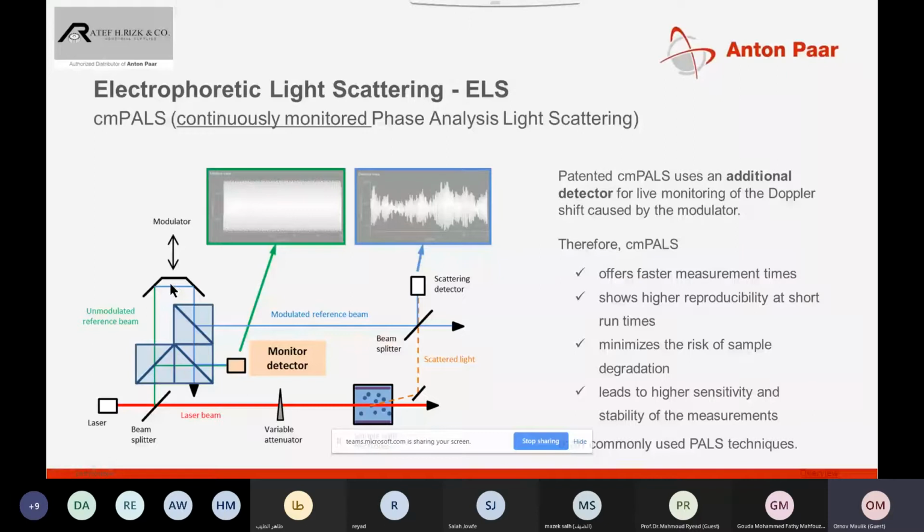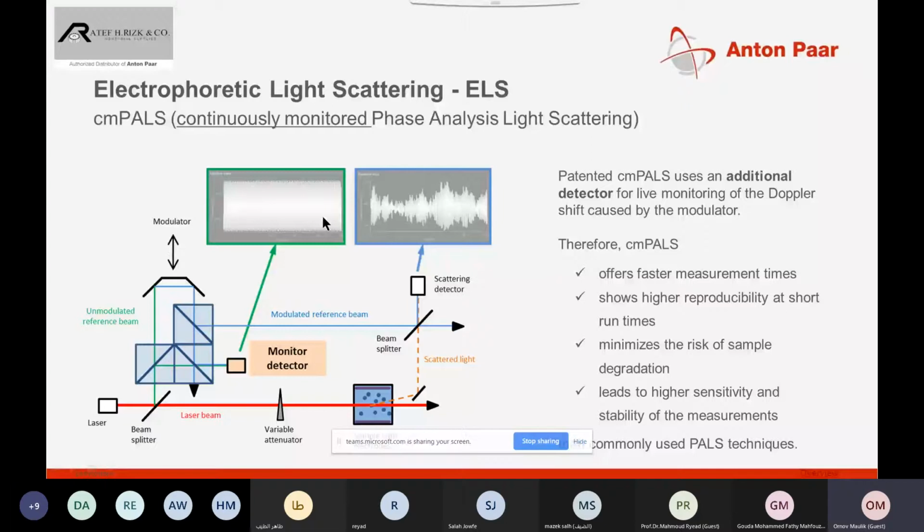So what we have done here, which is unique, is we have introduced a modulator detector so that simultaneously you can monitor the Doppler shift traces introduced by the modulator, and also at the same time you can get the sample data from it. So based on that, your measurement becomes much faster.